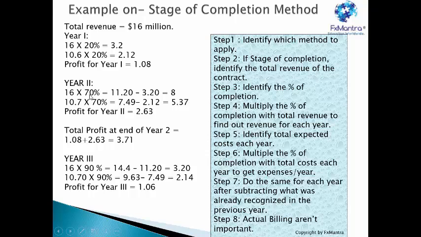In the second year, the percentage is 70. In the third year, the percentage is 90. You keep on doing this process till the time you come down to the final year. Only one thing you need to remember. In the second year, 16 into 70% is $11.2 million. Since we are doing a cumulative kind of accounting, it means that at the end of year 2, total revenue that should be recognized is $11.20 million.